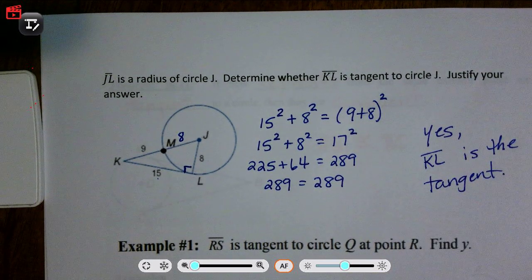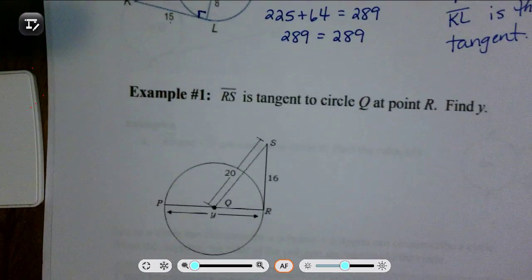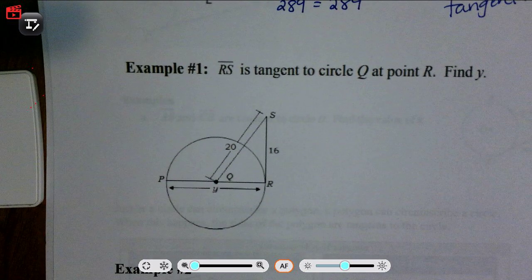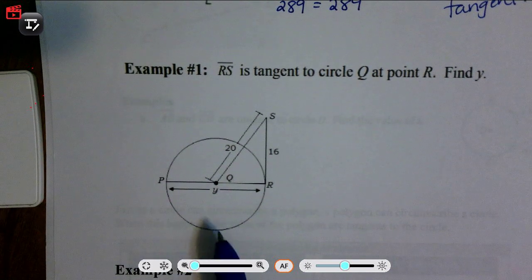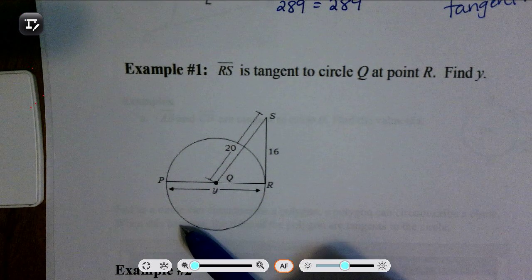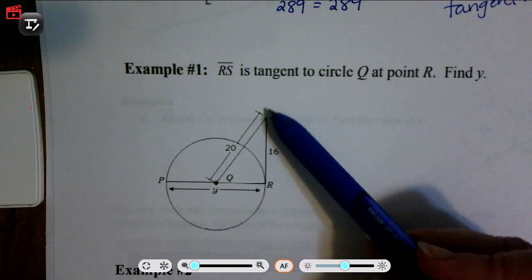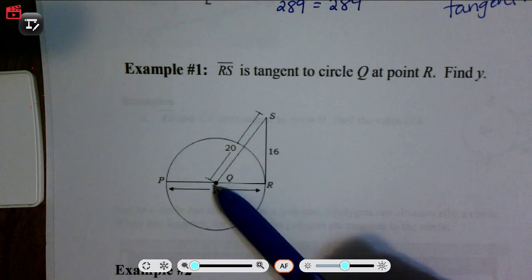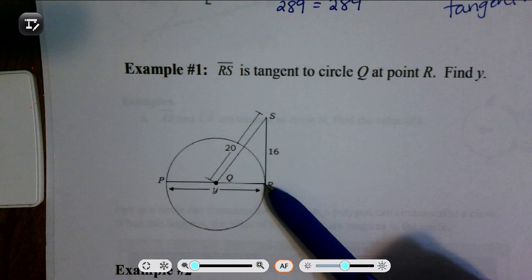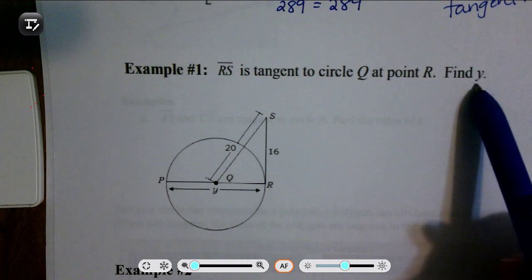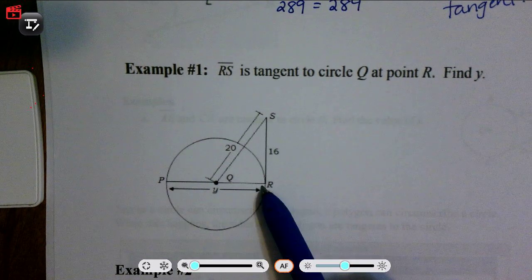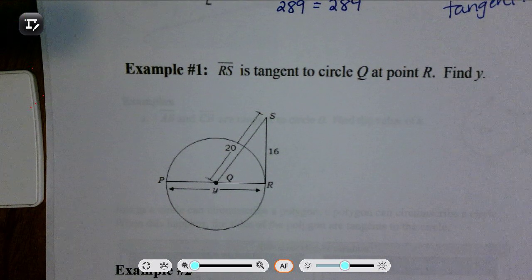Okay. All right, let's continue on with another example. If I look here, I see I have RS right here is the tangent line to circle Q, and it's tangent right at this point R, and we need to find the value of Y. Okay, so first of all, let's identify what is Y. Y is actually the diameter.